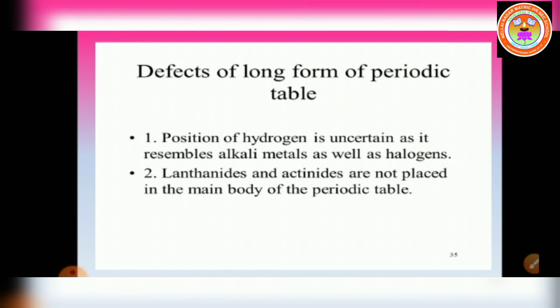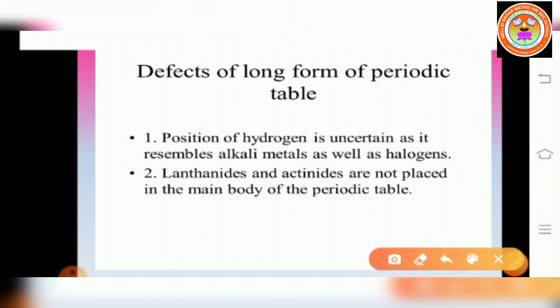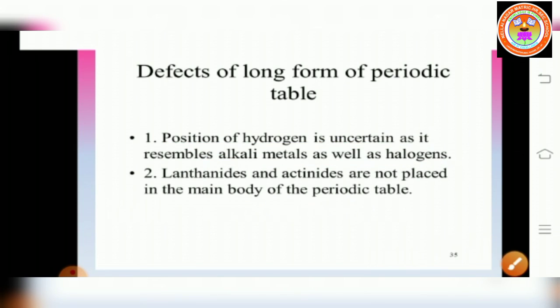Children, now let us see the defects of the long form of periodic table. First one, the position of hydrogen is uncertain as it resembles alkali metals as well as halogens. Lanthanides and actinides are not placed in the main body of the periodic table. So these are the defects of the modern periodic table.